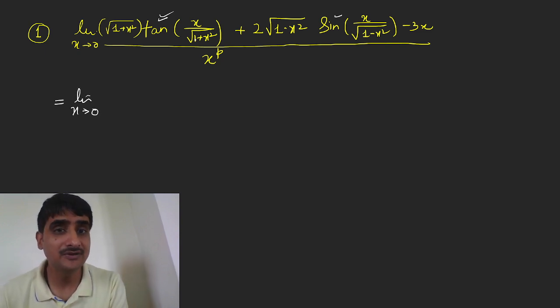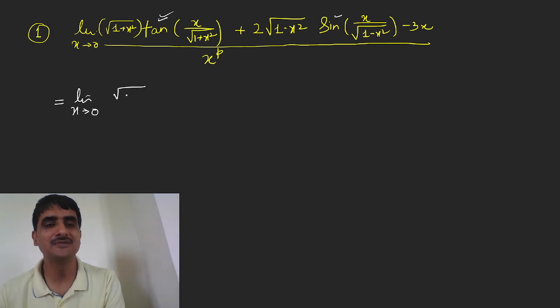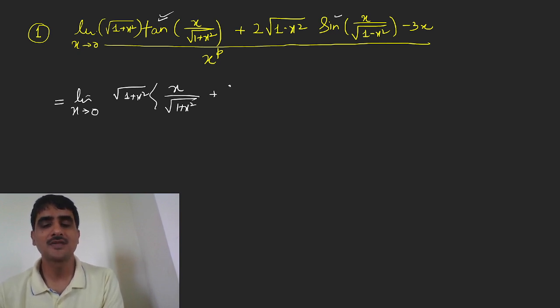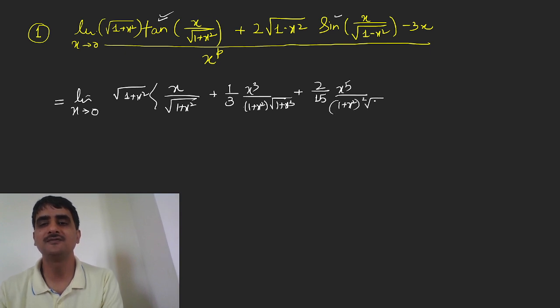So the moment you expand it, see the first term you have, let me write it quickly: under root of 1 plus x square into x upon under root of 1 plus x square. Then plus 1 by 3, I think, x cube upon under root of 1 plus x square into under root of 1 plus x square whole cube. Then plus 2 by 15, I believe, x raised to power 5 upon 1 plus x square whole square into under root of 1 plus x square, and so on.